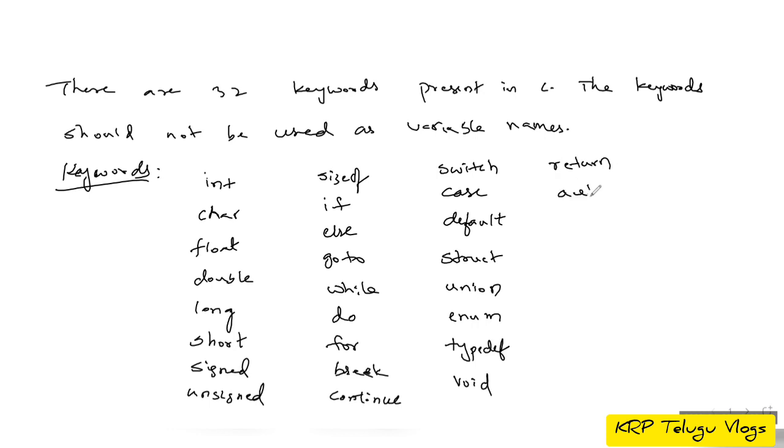Storage classes will be having auto, register, static, extern. Next, after storage classes, we have qualifiers: const, volatile. So how many are there? 1, 2, 3, 4, 5, 6 up to 32. Yes, note down this.